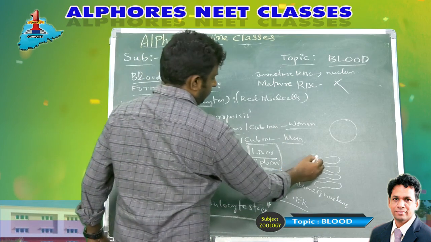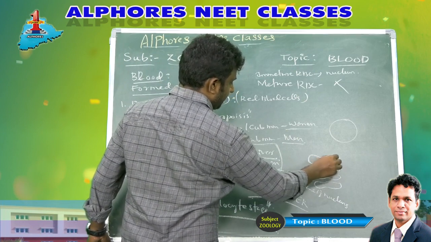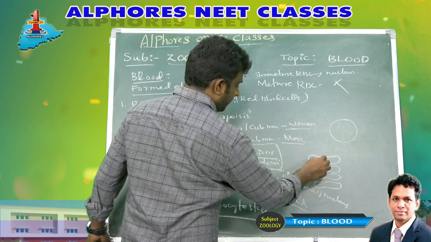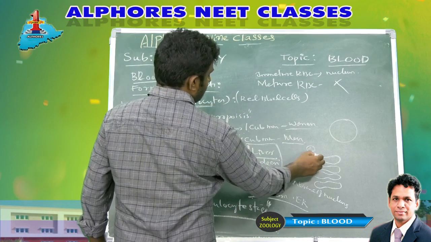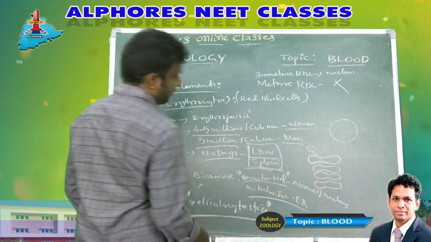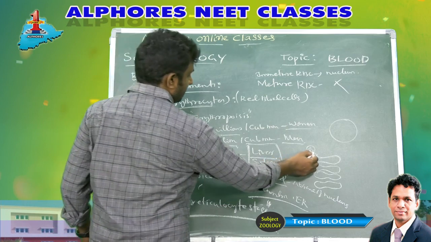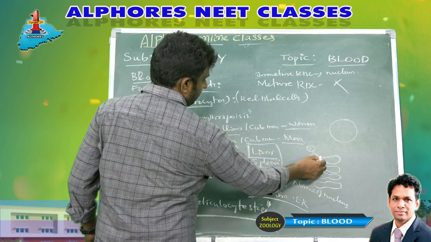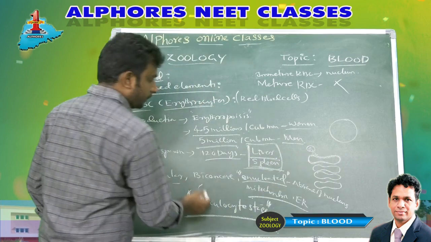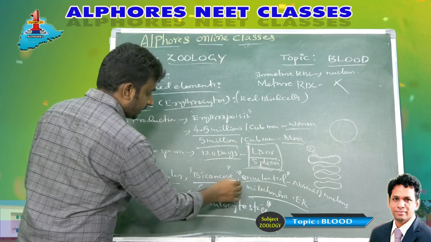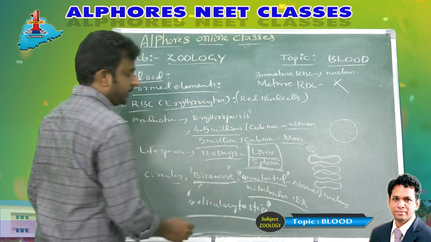The biconcave shape increases the surface area. That's why it transports a larger amount of oxygen. Oxygen combines with the RBC and is transported between the lungs and body parts, carried on the surface of the RBC. So the surface of the RBC is increased by this biconcave shape, for transportation of more oxygen and carbon dioxide.